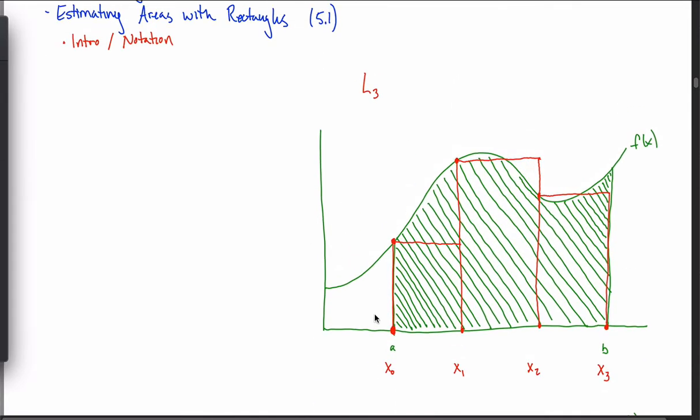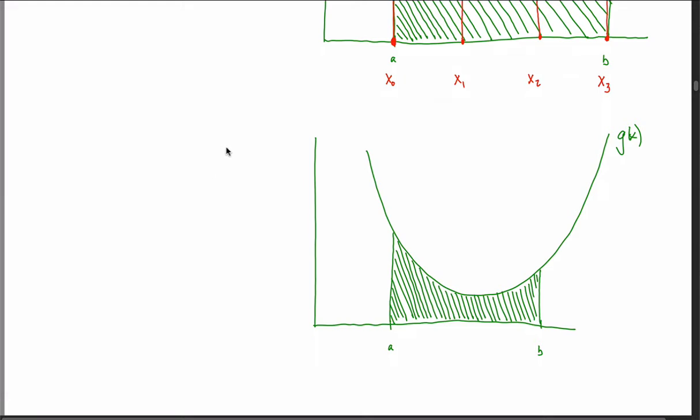Suppose instead of drawing the picture for L3, I was asked to draw the picture for R4. 4 is telling me I'm going to want 4 rectangles. To define 4 rectangles, I need 5 points. Those points are going to be x0, x1, x2, x3, and x4. x0 will correspond with a, as it always does. x4, x with my largest subscript, will correspond with b, as it always does. And then I need to find x1, x2, and x3 so that those dots are all equally spread out.